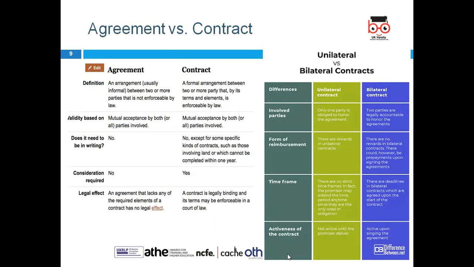An agreement is usually informal between two or more parties, and that's not enforceable. So if we start smoking together and say there is no informal discussion. So we need mutual agreement and acceptance, offer and acceptance. Then it becomes a contract. So there are some examples of unilateral, and we'll go through them in detail in further lessons.